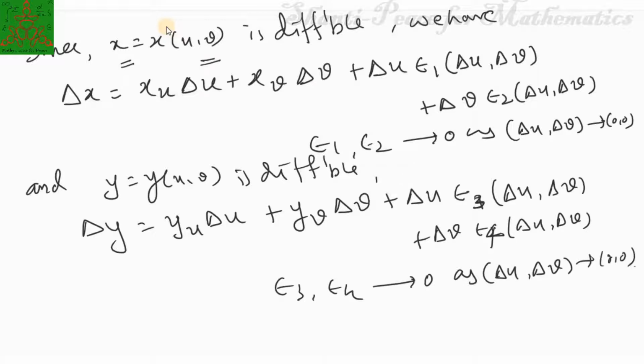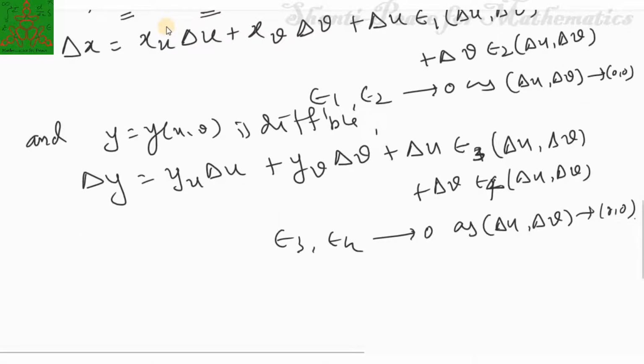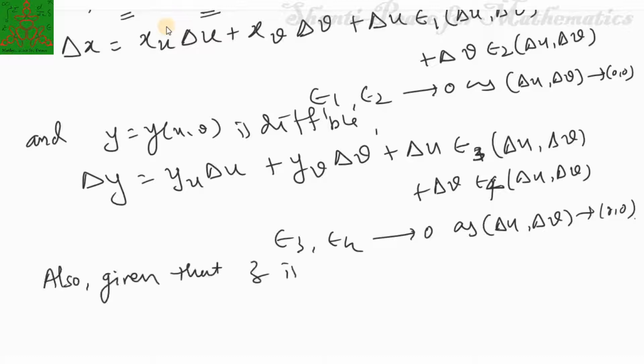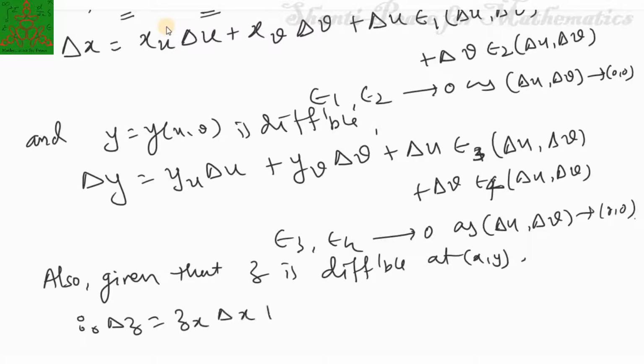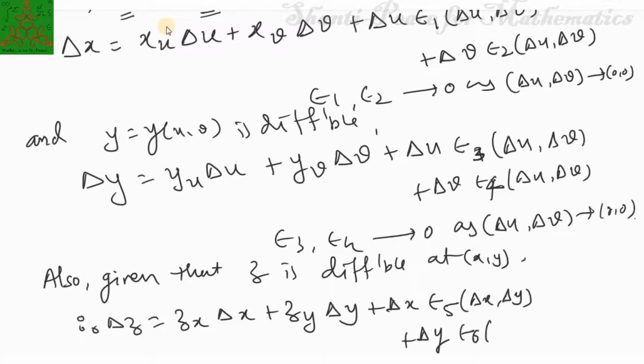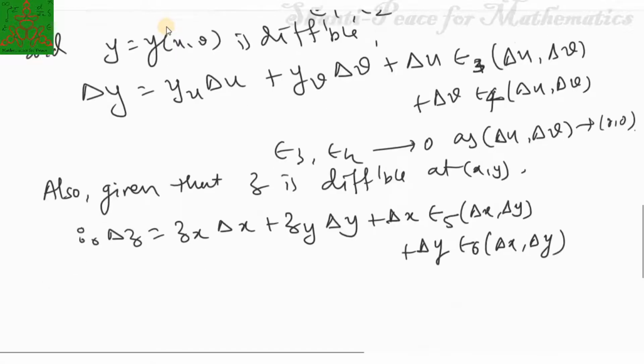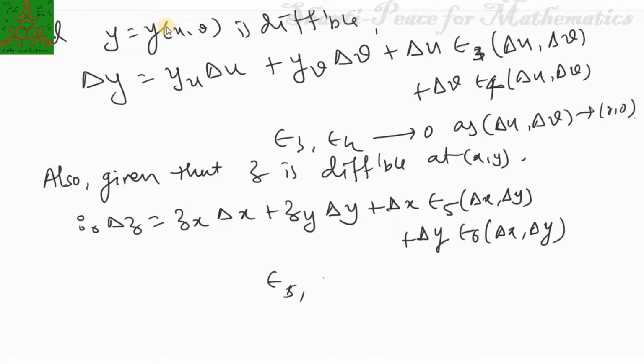What else is given is that z is a function of x, y which is differentiable. So for that we can write the same thing. Also given that z is differentiable at x, y, therefore delta z equals z_x delta x plus z_y delta y plus epsilon 5 delta x plus epsilon 6 delta y, where epsilon 5 and epsilon 6 tend to 0 as delta x, delta y tend to 0.